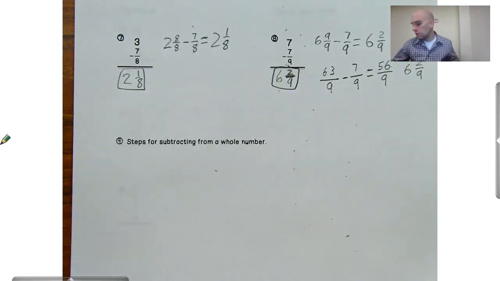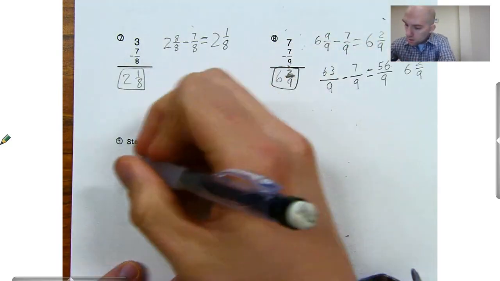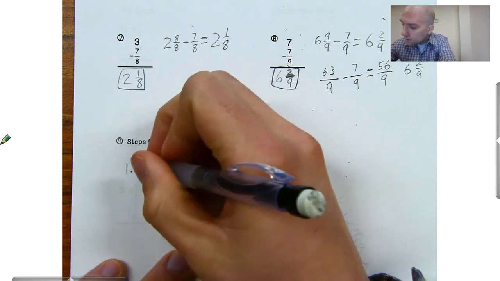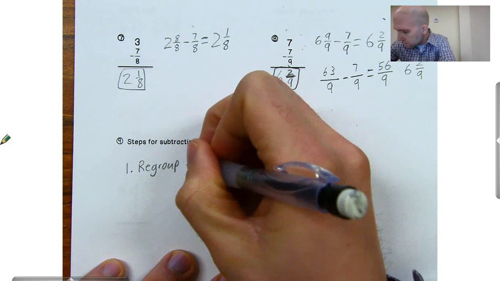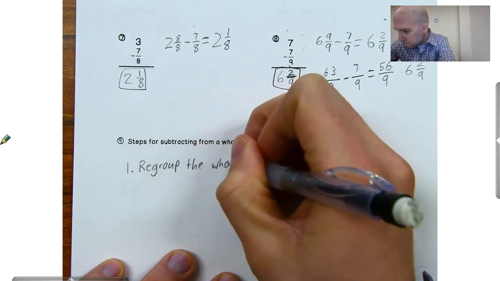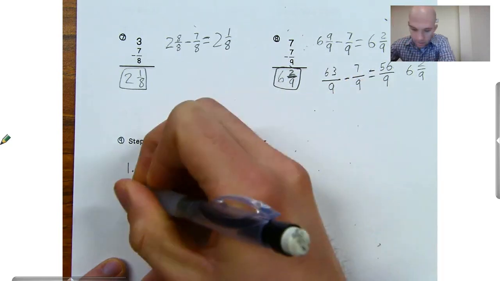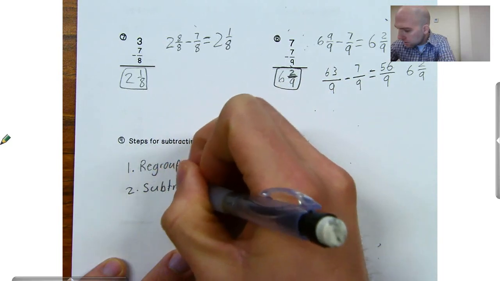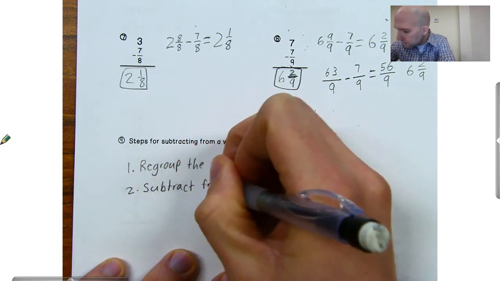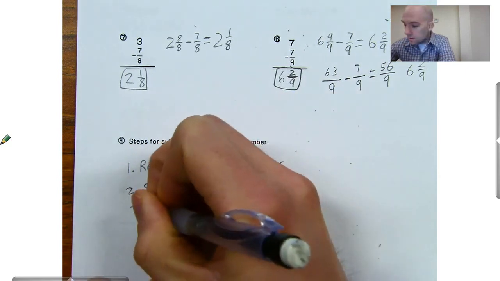So to review, our steps for subtracting a fraction from a whole number. First, we need to regroup the whole number. Next, we need to subtract fractions. And then we need to reduce.